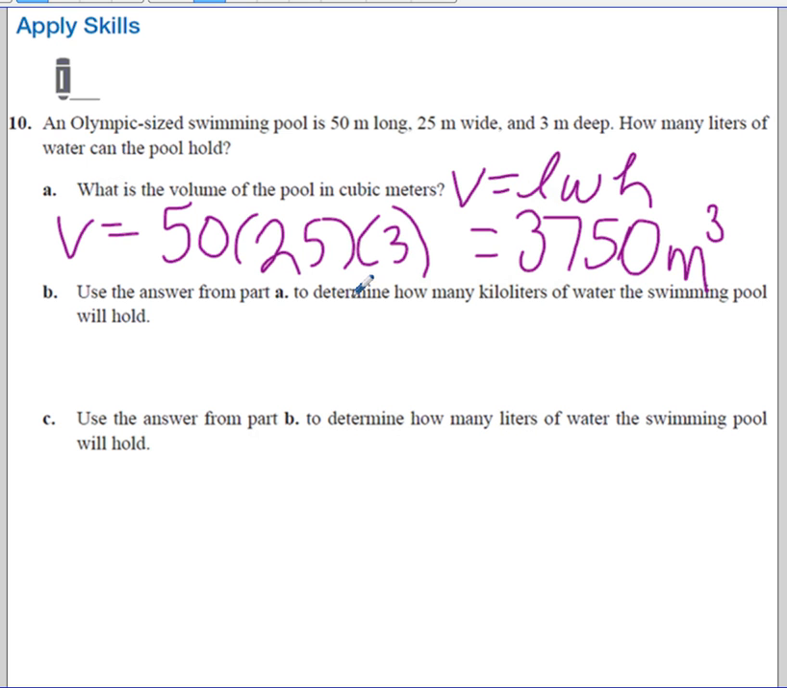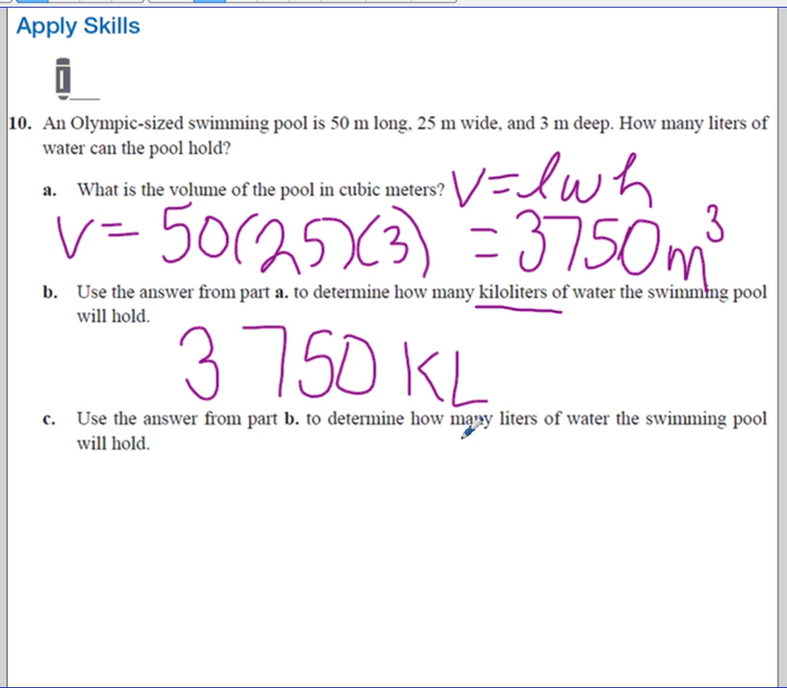And then it says determine how many kiloliters that is. Well, if you're looking at your workbook on 614, it gives you a quick tip that 1 cubic meter is the same as 1 kiloliter. So we're just replacing that meters cubed with our kiloliters. And so that would be 3,750 kiloliters.